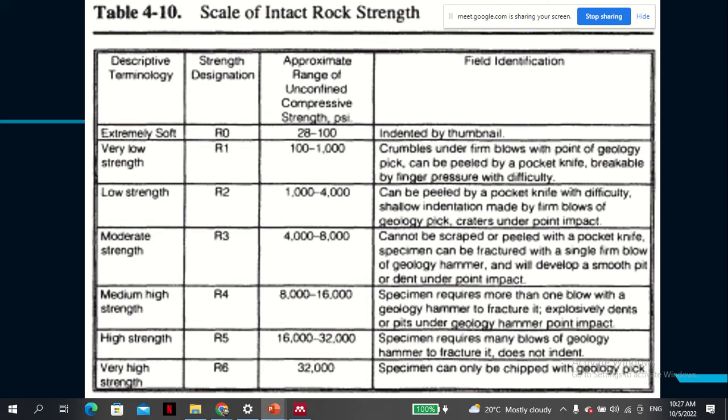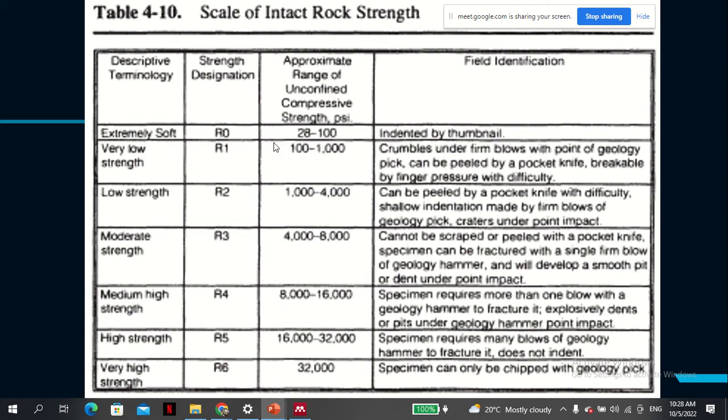Moderate strength is 3,000 to 8,000. Cannot be scraped or peeled by a pocket knife. Specimen can be fractured with a single firm blow of a geology hammer and will develop a smooth pit or dent under point impact. Medium high strength is between 8,000 to 16,000, which is between 50 to 100 MPa.